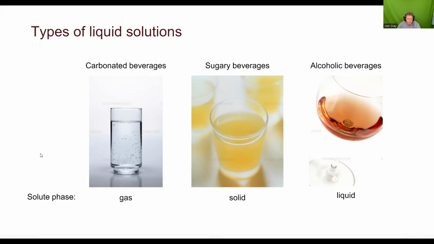An alcoholic beverage, if you get like a beer or a glass of wine or something like that, well, that's actually a number of different things. But one of those things is it is a liquid-liquid mixture. It's a liquid-liquid mixture because it's basically water as the solvent and then ethanol as your solute for an alcoholic beverage.